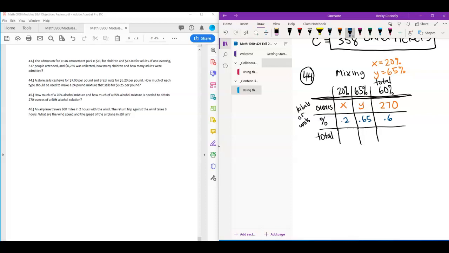So I don't know how many ounces of the 20% solution I need. So I'm going to say 0.2 times X, and that's going to tell me the total amount of the 20% solution. And then 0.65 times Y. And then this is the part that students often forget about doing: you still need to make sure that you multiply those two numbers together, because I want that 270 ounces to be a 60% solution. So I need to do 270 times 0.6, right? And I got 162 for that.